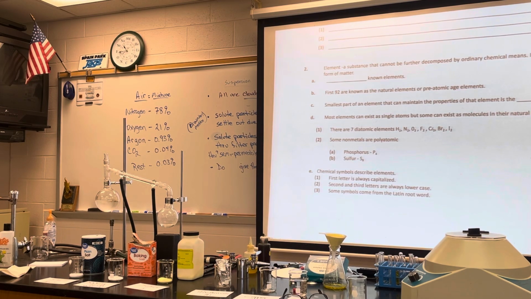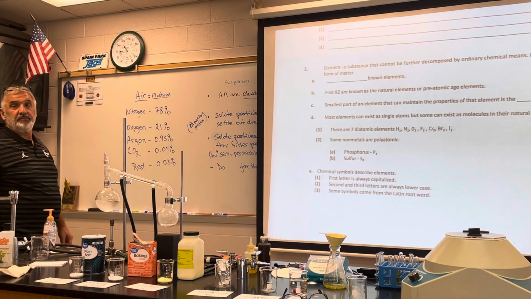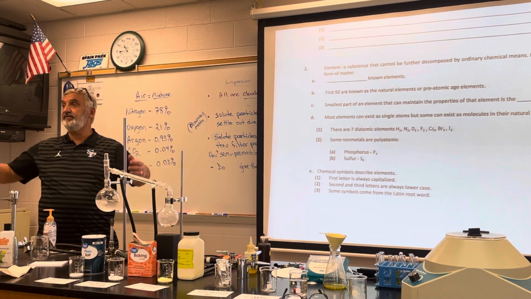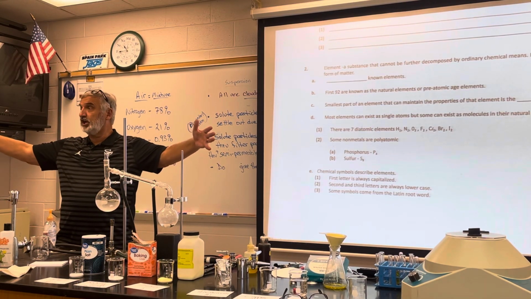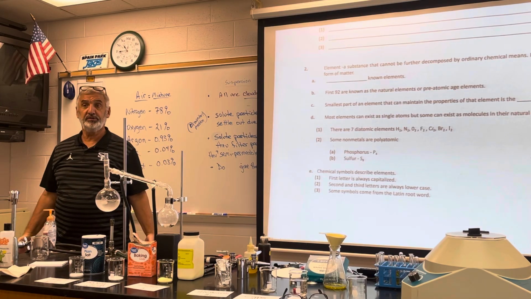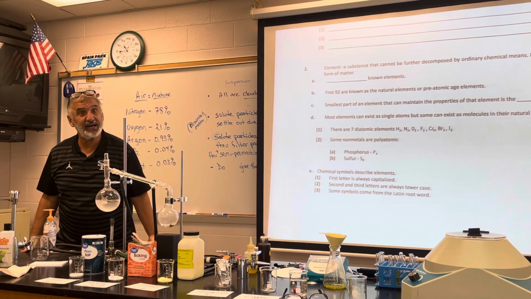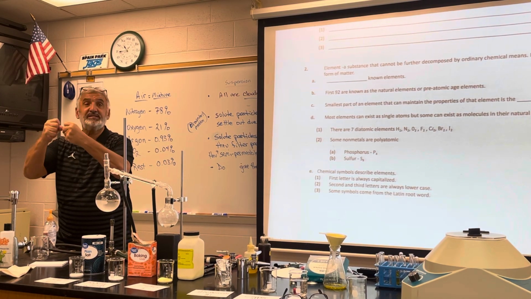Now, most elements can exist as single atoms. You can have a single atom of gold, a single atom of copper, a single atom of aluminum. But there are 7 what we call diatomic elements. What does diatomic mean? 2 atoms. Everybody take a big breath. What are we breathing in? What do we need to live? Oxygen. But is it just O? No. It's O2. It's a diatomic molecule. It's going to float around as a diatomic molecule.